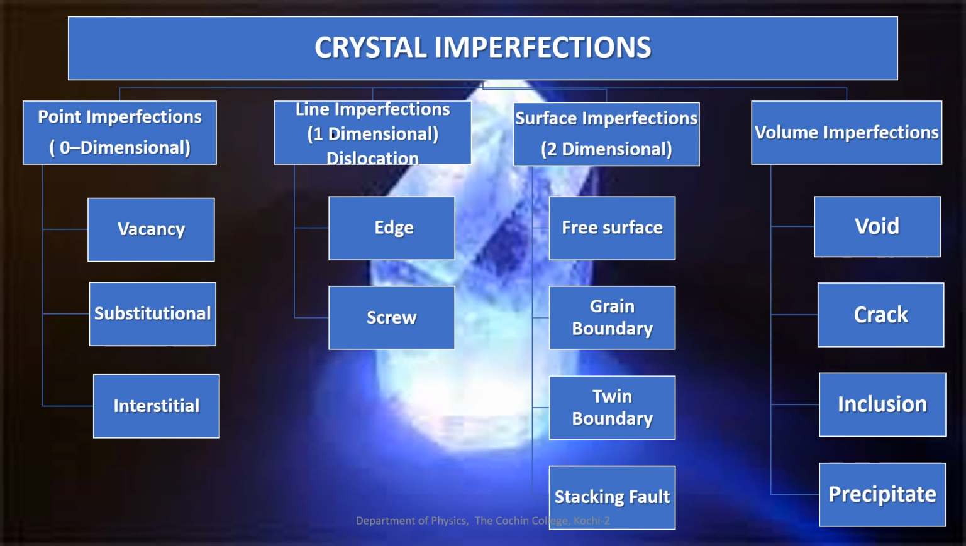Line imperfections or dislocations are classified into edge dislocation and screw dislocation. Surface imperfections are a free surface, grain boundary, twin boundary, and stacking fault. Volume imperfections are void, crack, inclusion, and precipitate. We'll learn about these in detail.